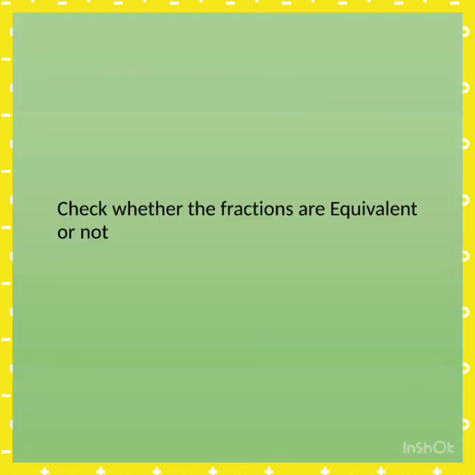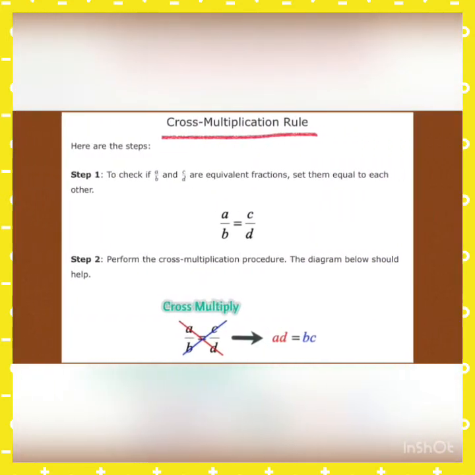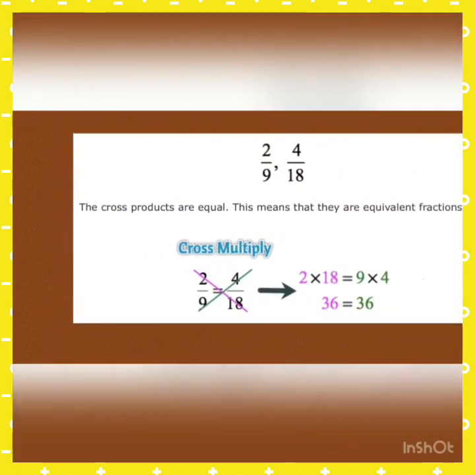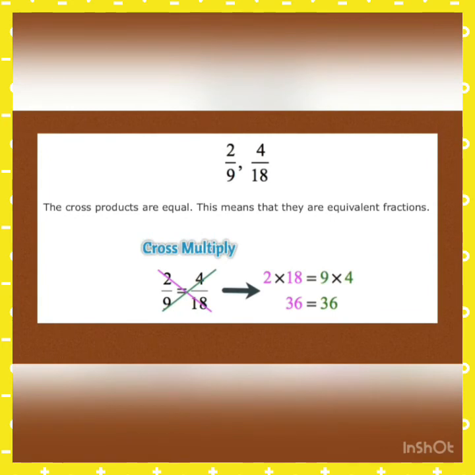Next is, if two fractions are given, how can we come to know whether they are equivalent or not? For this we use the cross multiplication method. If we want to check whether A/B and C/D are equivalent, first of all we will set them equal to each other. Then we perform the cross multiplication procedure. According to the given diagram, if the product of A and D is equal to the product of B and C, it means they are equivalent.